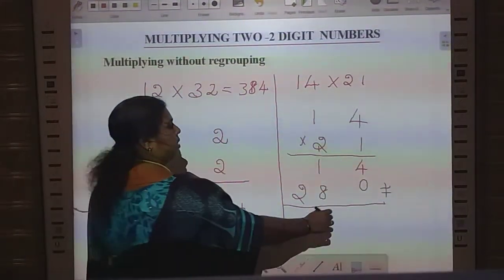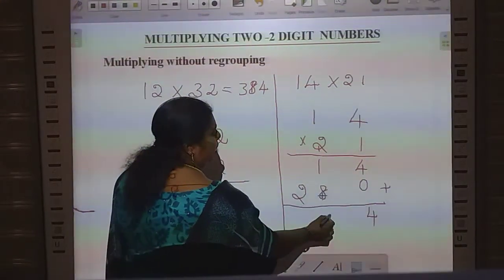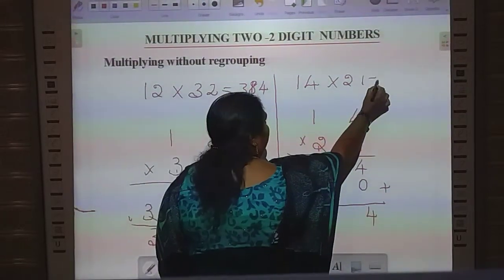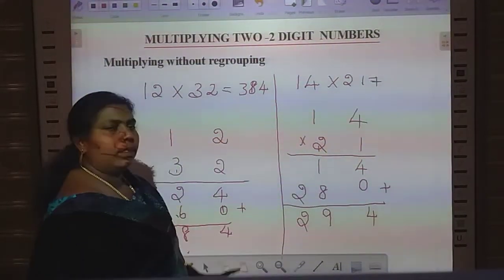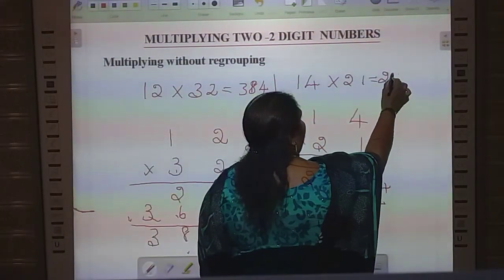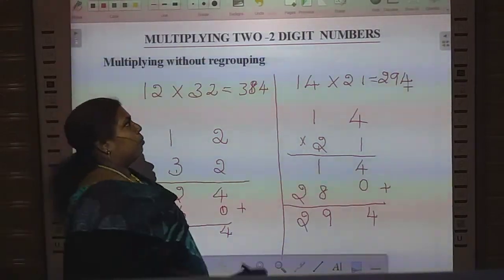Understand? That means 4 plus 0, 4. 1 plus 8 is 9. Then here 2 only. So the product is 14 into 21, 294. Right? Yes. One more example.